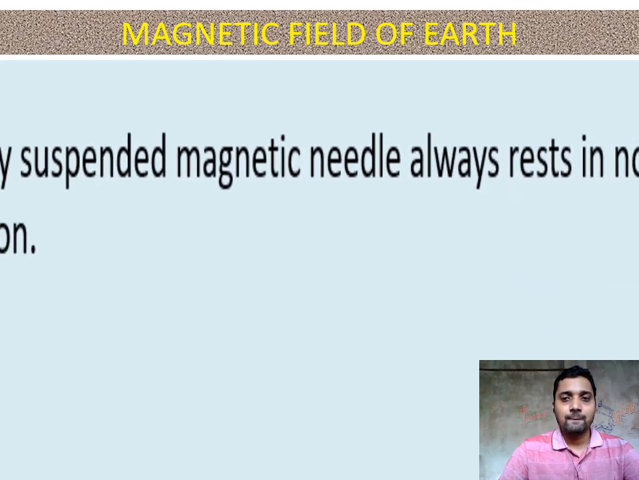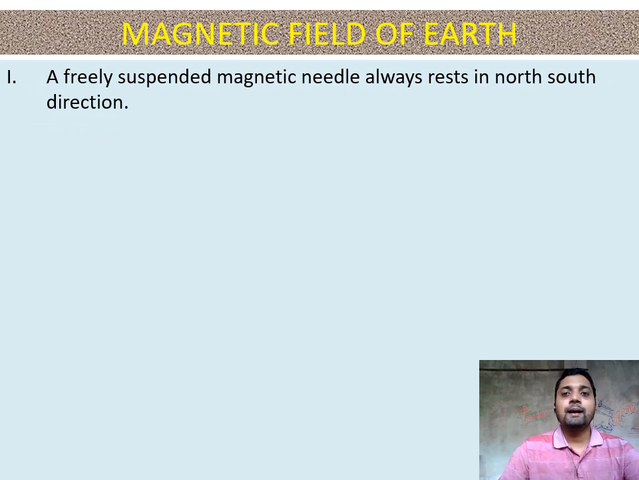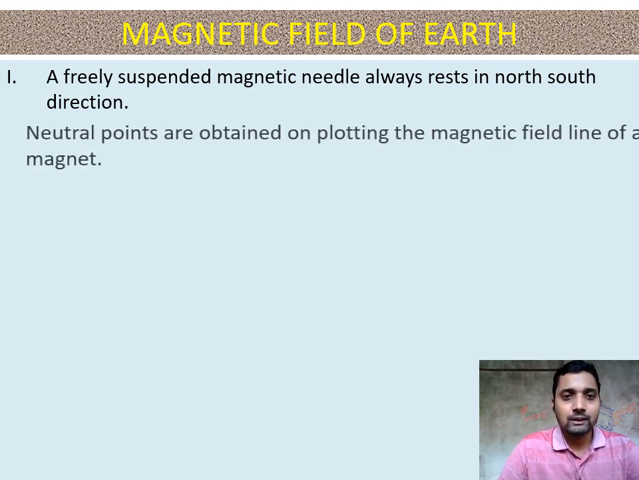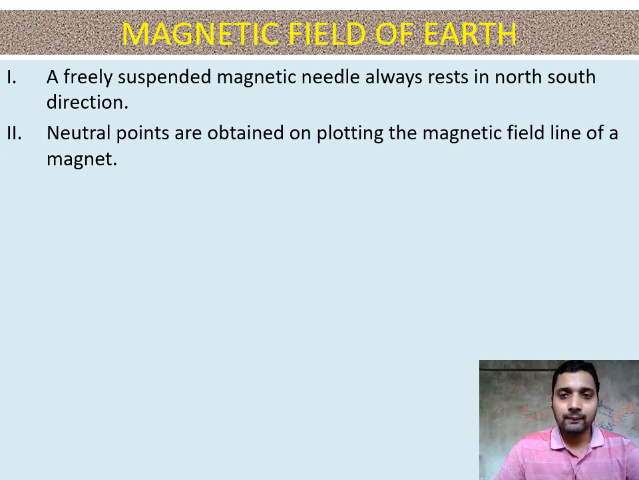First point: a freely suspended magnetic needle always rests in the north-south direction. If the Earth is not a magnet and has no magnetic force, then why would the needle remain in north and south? Why not east or west? The fact that it remains in north and south is proof that the Earth also has a magnetic field, a magnetic force.